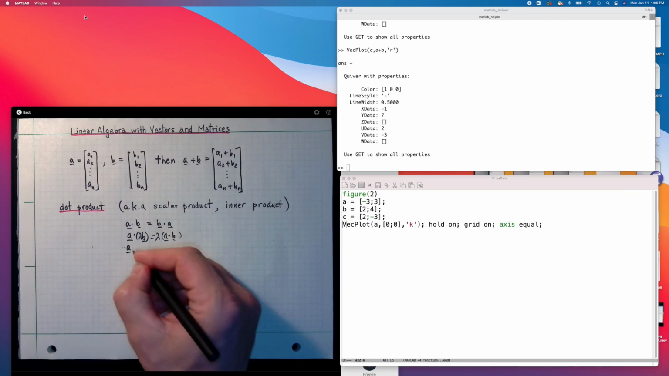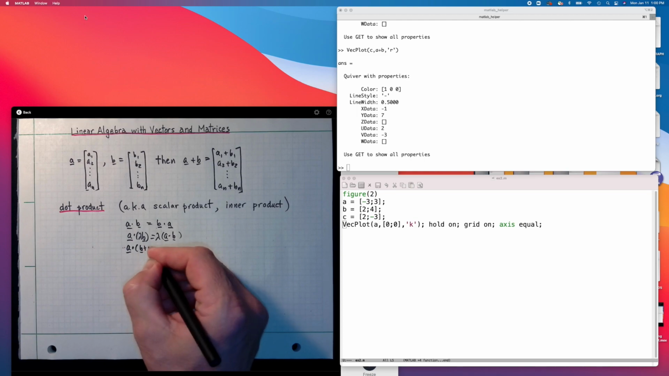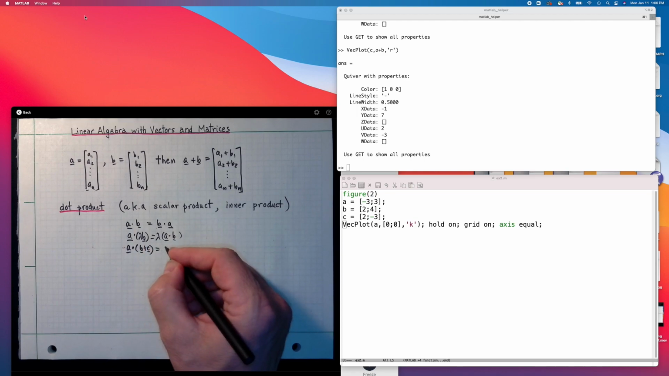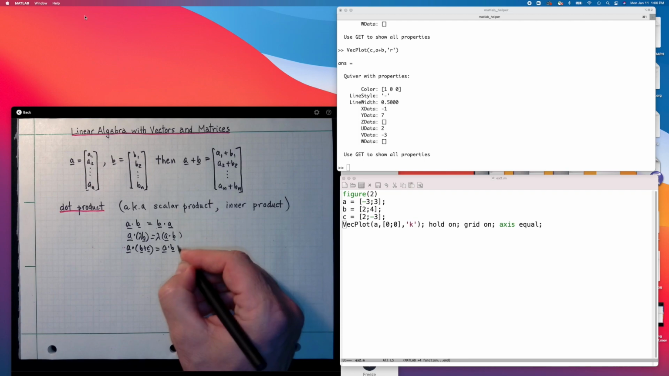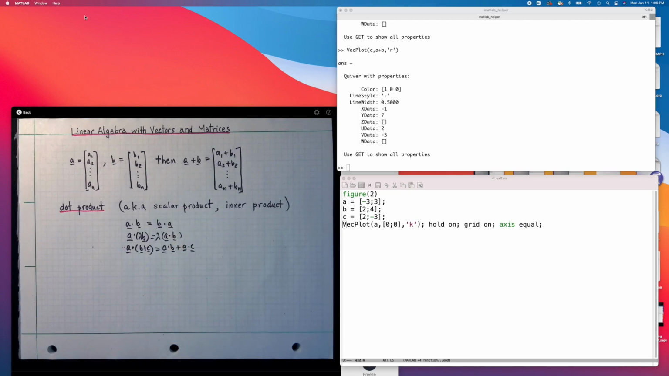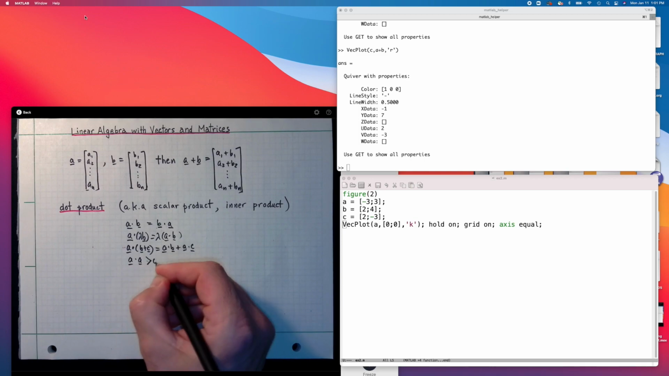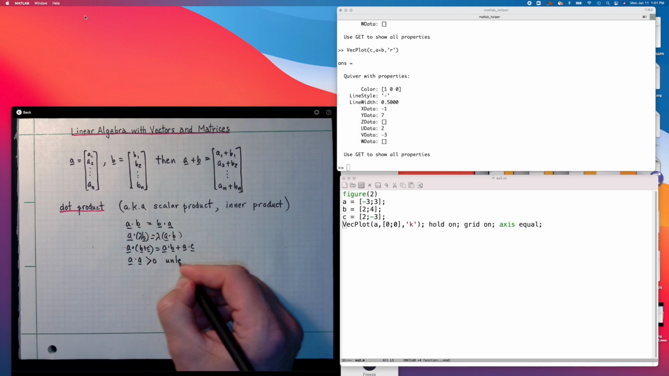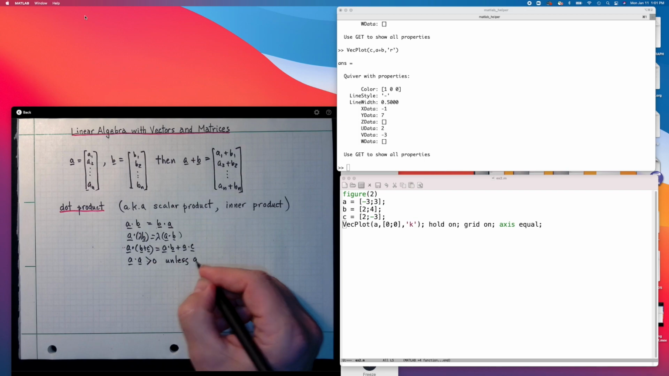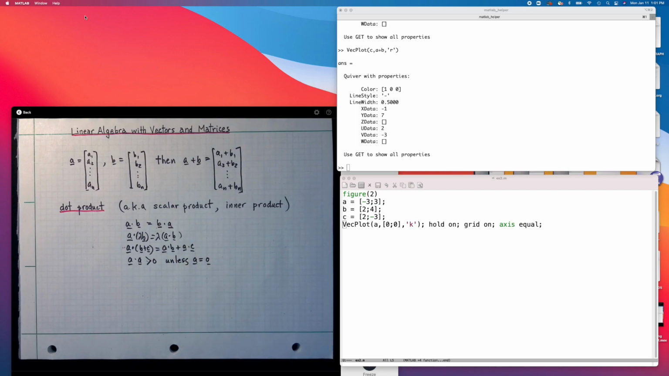There's a distributive law, a dotted with b plus c is equal to a dot b plus a dot c. And then the final one is that a dotted with itself is going to be greater than 0 unless a is equal to 0. So these are the properties of the dot product.